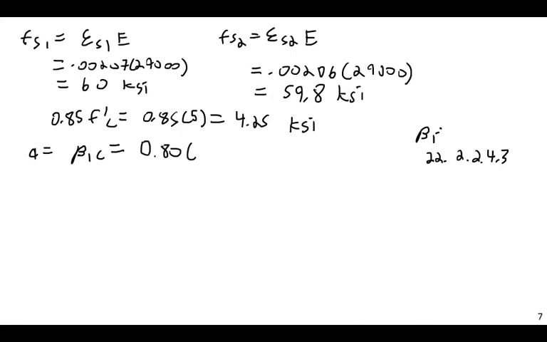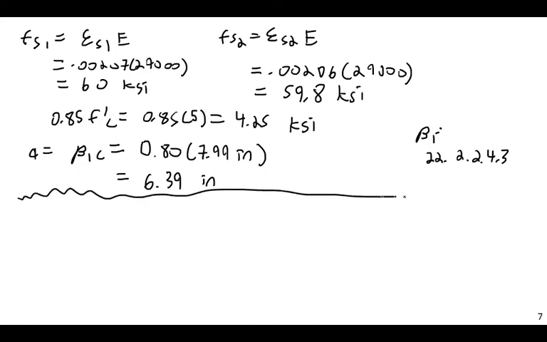I know I'm moving through this kind of quickly, but there's a lot of ground to cover today. So 0.80 times 7.99 inches comes to 6.39 inches, because beta 1 is equal to 0.80. So we now have the depth of the Whitney stress block, the stress in each of the steels, and the stress in the concrete. Now let's get the forces.